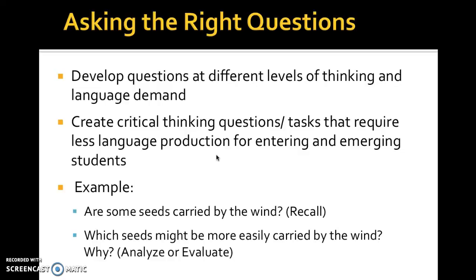So the question, which seeds might be more easily carried by the wind, is a higher order thinking question, and we could provide kids with actual seeds, and they could point to the ones that would be more easily carried, or they could sort them if we could provide pictures of seeds. And then for those students with more language ability, they can also tell us why they think so. And even kids that are still at the entering level can tell us why they think so, and use the words that they can, or they could use their L1 as well.